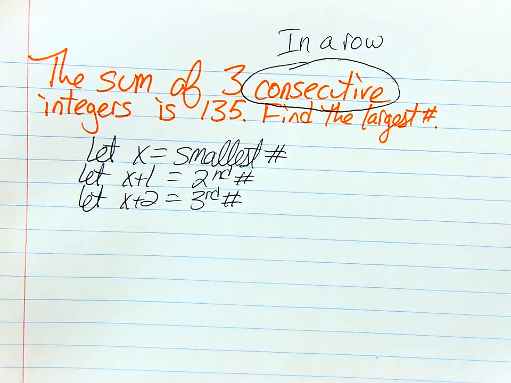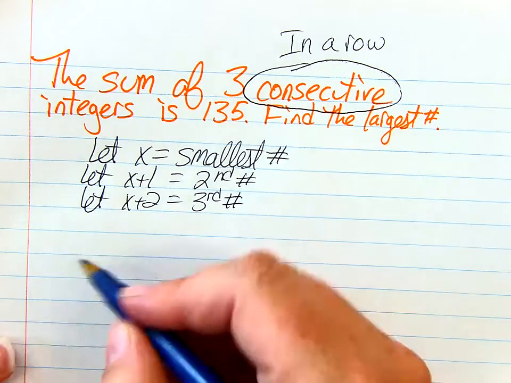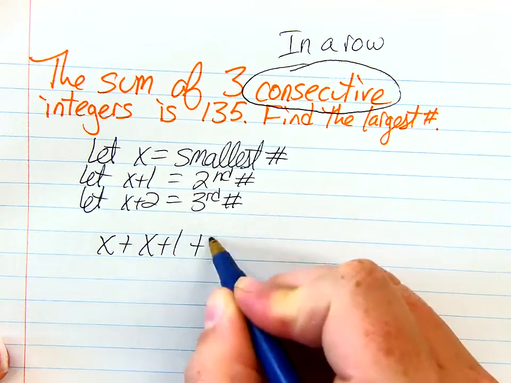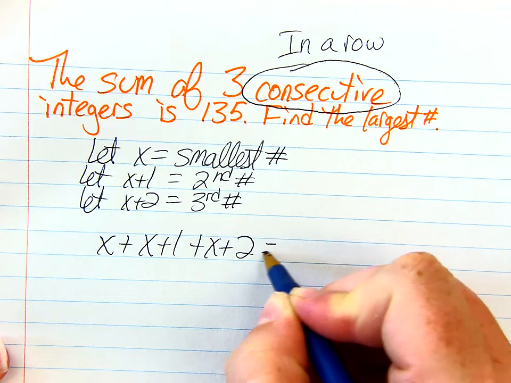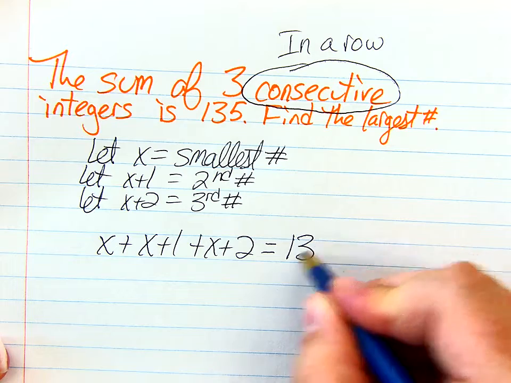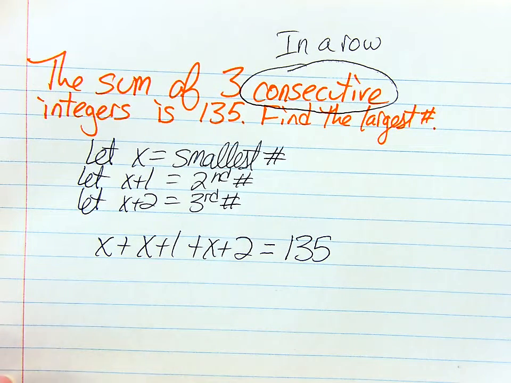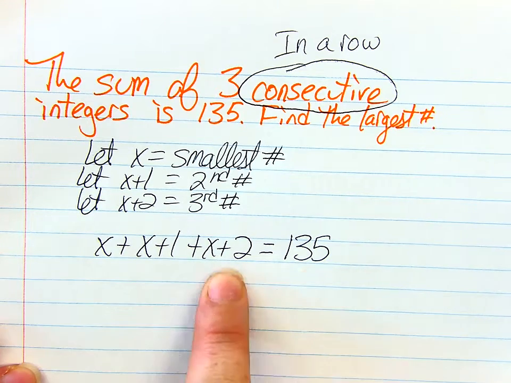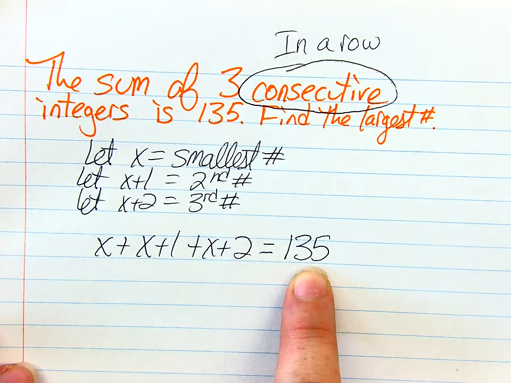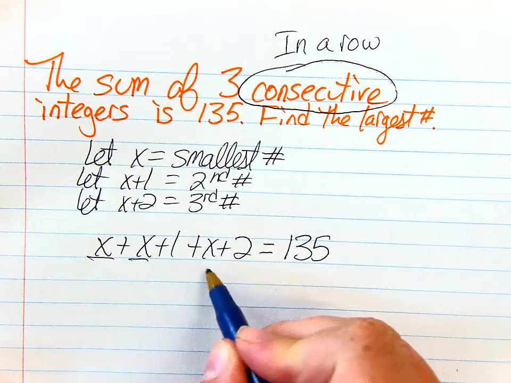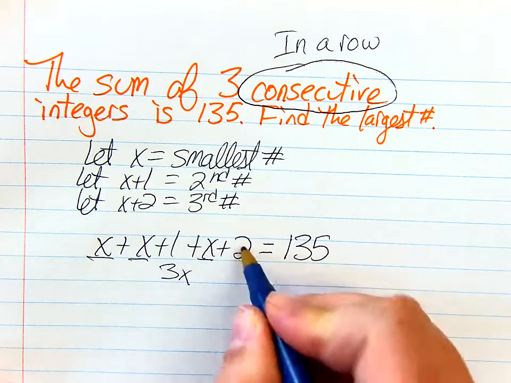There we have it. Can someone now give me an equation? Remember what these three numbers are supposed to do. Allie, go ahead. Equals what? There it is. Three numbers in a row, consecutive numbers, have a sum of 135. Sum means add. So you're just going to add the three numbers together and set it equal to 135. Now, ladies and gentlemen, it's simply an equation that I can solve. What is x and x and x? 3x. 1 and 2 is 3.